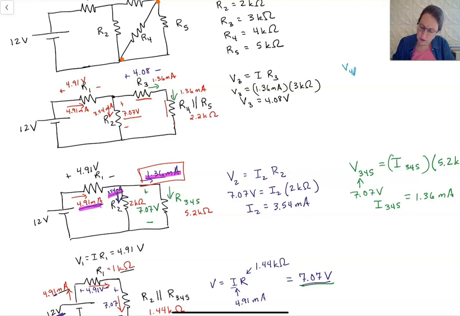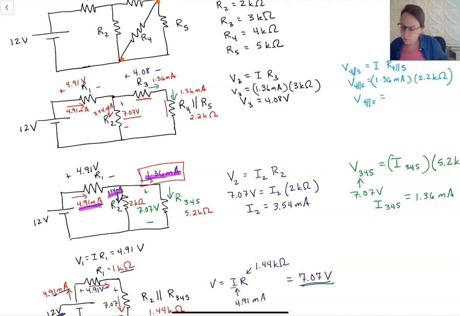And then the voltage across 4,5 is equal to the current times the effective resistance of 4,5. And so that is equal to 1.36 milliamps times 2.2 kiloohms. So the voltage across 4 and 5, each of them, is 2.99 volts.